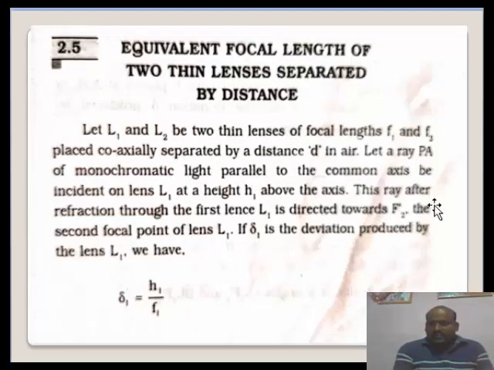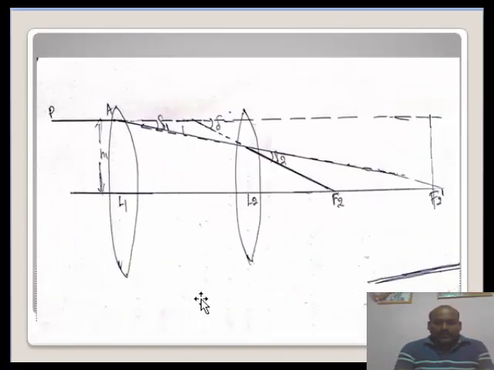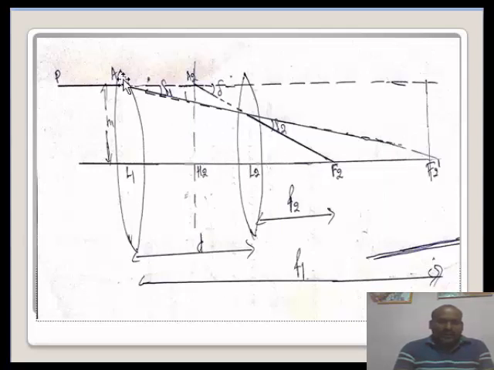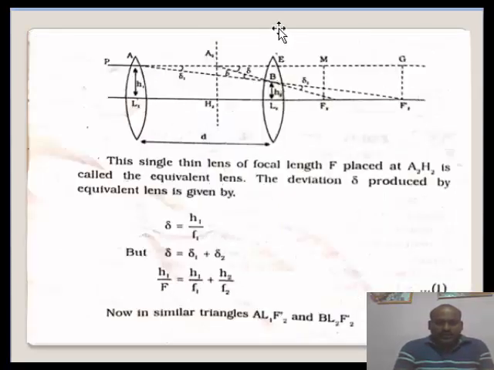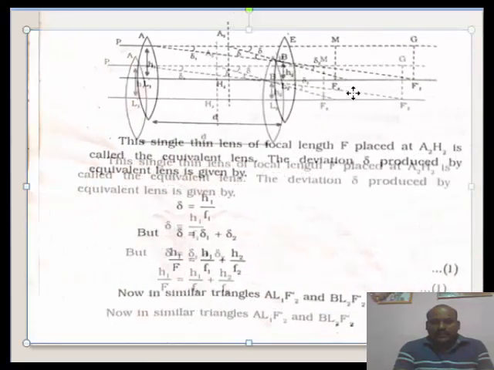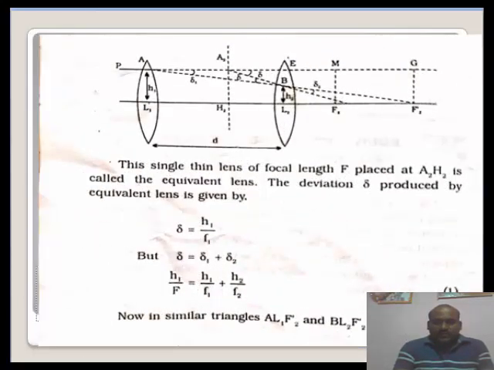You will see here that delta 1 is the deviation produced by the lens. We have delta 1 equal to H1 divided by F1. So deviation is always considered as height over length. Look at the diagram, or we can take the triangle A L1 F2 dash. In this triangle the angle is alpha. In an easy way, I take a height and a length. The height is H1 from this triangle.